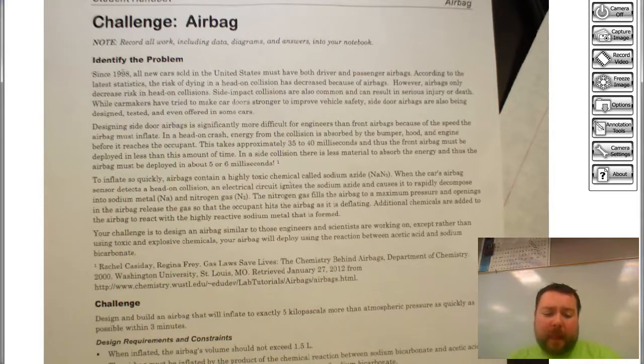The design requirements and constraints limit you to using 100 milliliters of 3 molar acetic acid. That's the maximum you can use. But do you have to use that concentration? What else could you do? What are some alternatives? Do you have to use all of that solution? It really depends on what you want to do. What other design requirements and constraints are important when deciding how to design your airbag?